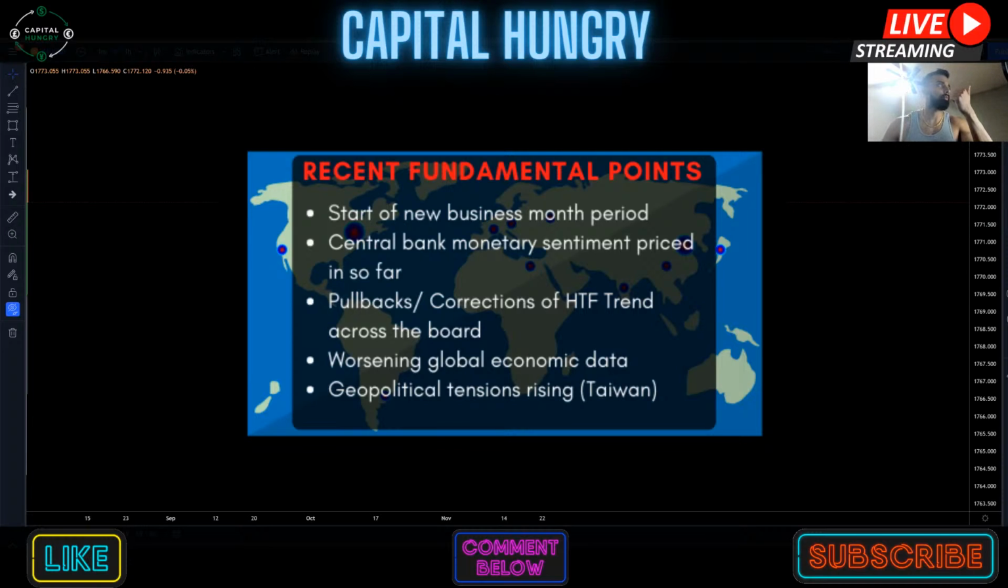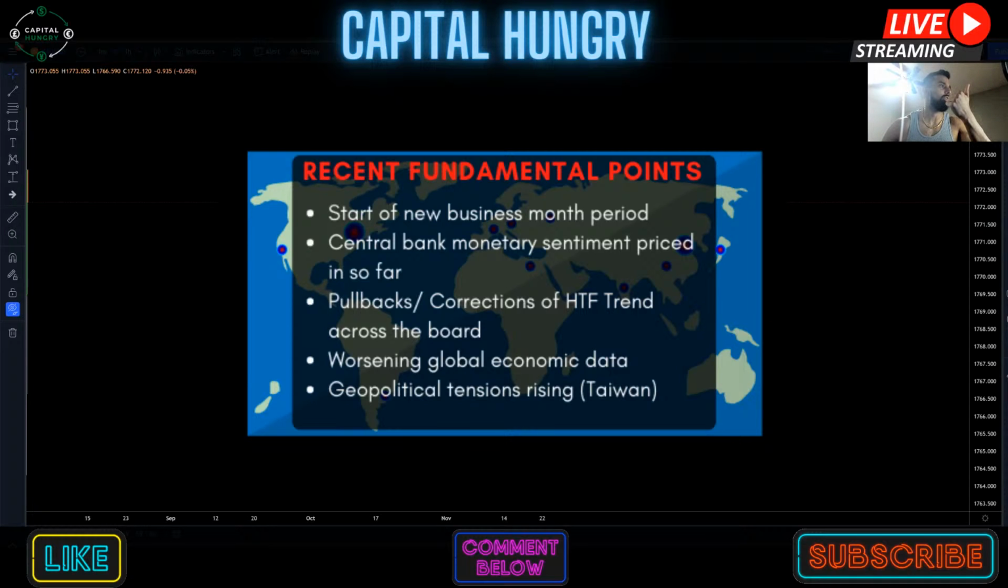So, main fundamentals in focus. Keeping in mind lower volume and volatility as we're starting a new business month period. A lot of the central bank fundamentals and rate hikes are already well known and already priced in. We're currently seeing pullbacks and corrections of higher time frame trends across the board. Global worsening economic data, which is keeping Japanese yen a little bit stronger.